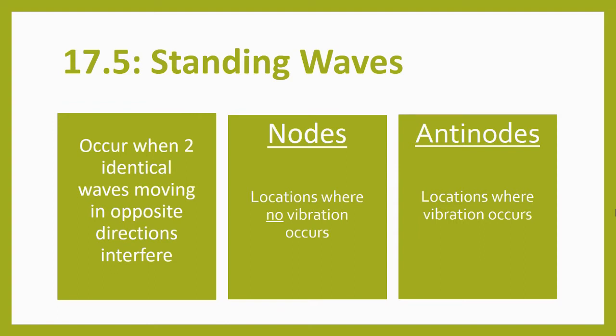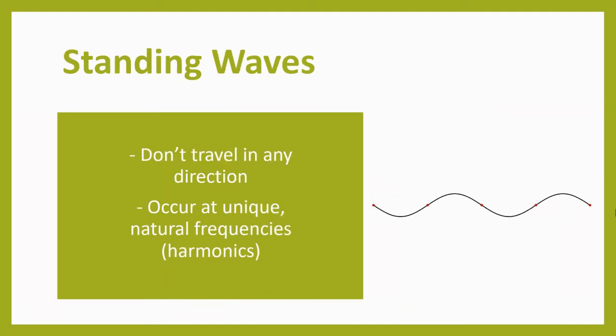So a node is a location where no vibration occurs, and an antinode is a location on the, let's say it's a wave on a string, so on the string where vibration does occur. I just remember this as nodes, no movement, and that seems to work. So here's a GIF of a standing wave, for example.